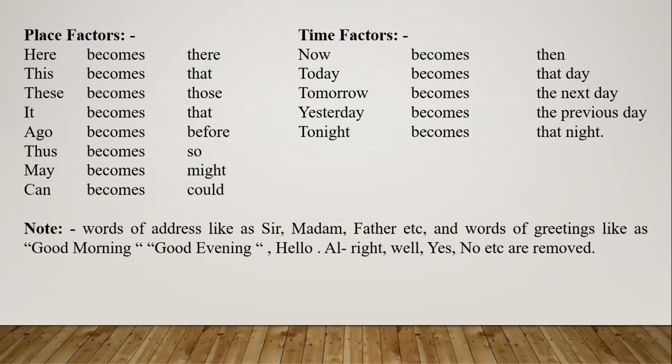Words of address like sir, madam, father, etc., and words of greeting like good morning, good evening, hello, all right, well, no, etc., are removed. So we will remove all these kinds of words, and we can also change some other words in place of them. So these three are basics. I hope you have understood what I have told you before going towards kinds of sentences. We must know how to change pronoun, how to change tense, and these kinds of words as well.